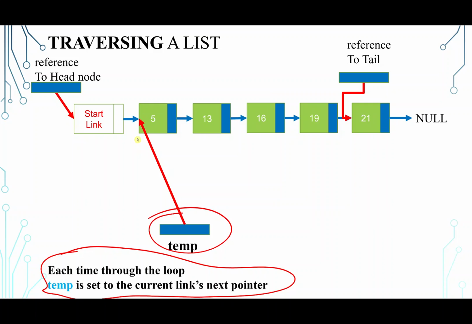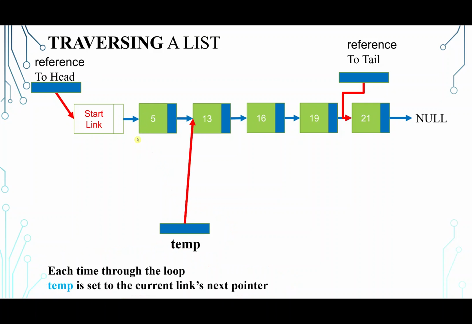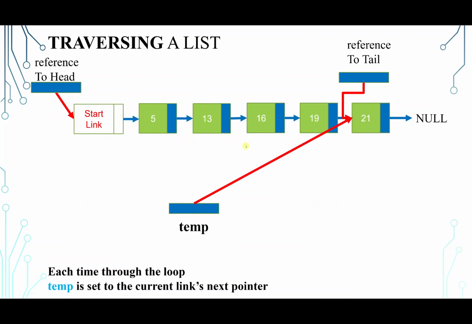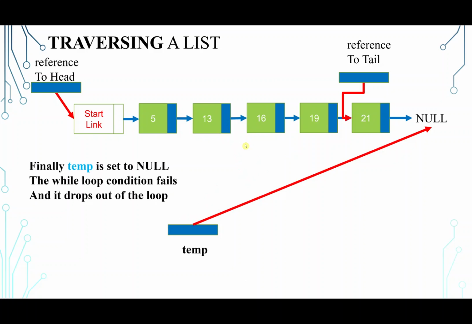So we now process this one, then set temp to the next pointer. Process this one and set temp to the next pointer, and so on until we get to null. Finally, temp is set to null, the while loop condition fails, and it drops out of the loop.